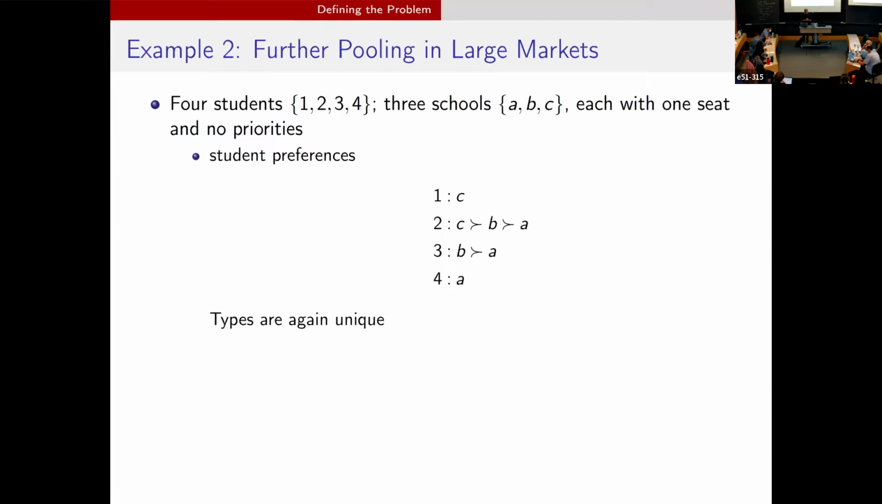But there's something interesting about this example. Let's say student 2 doesn't get C. Okay, let's say they get outcompeted by student 1. Then the competition will turn to B, because student 2 and student 3 are both competing for B. Okay? And let's then imagine student 2 loses that competition at B. It kind of trickles down, okay? And student 2 would then apply to A and would be competing with student 4 for A. Okay? So types are unique here.